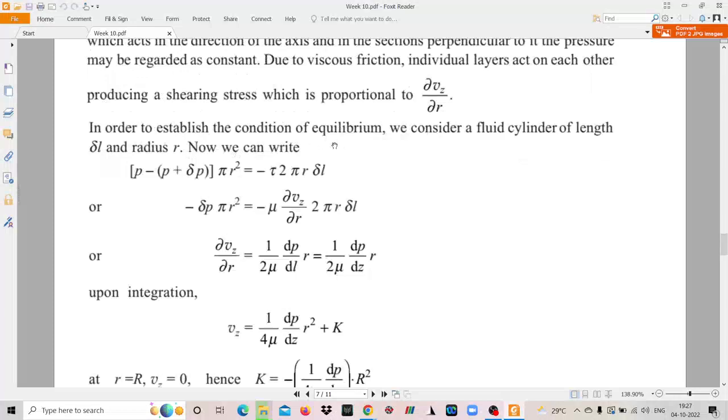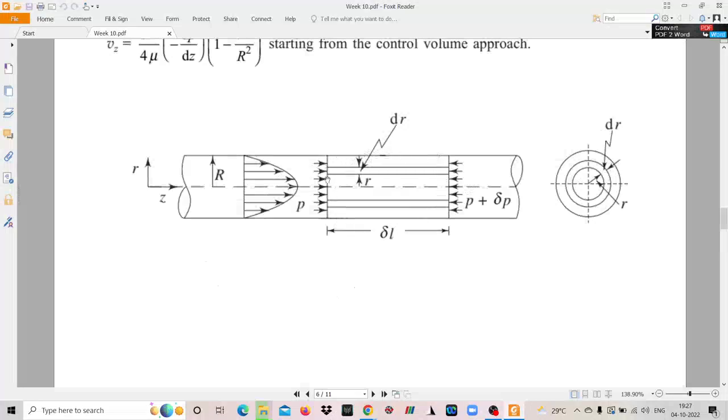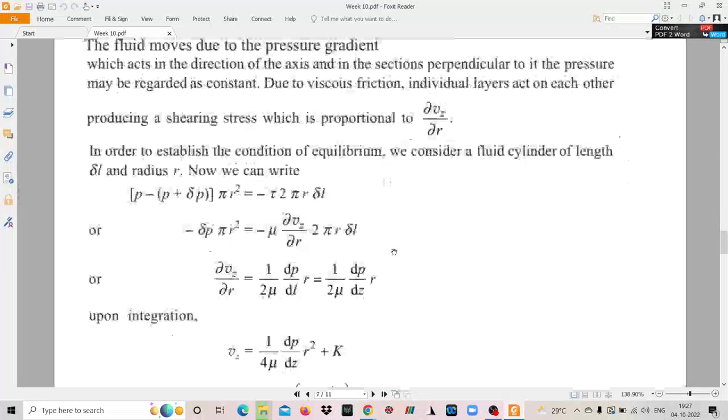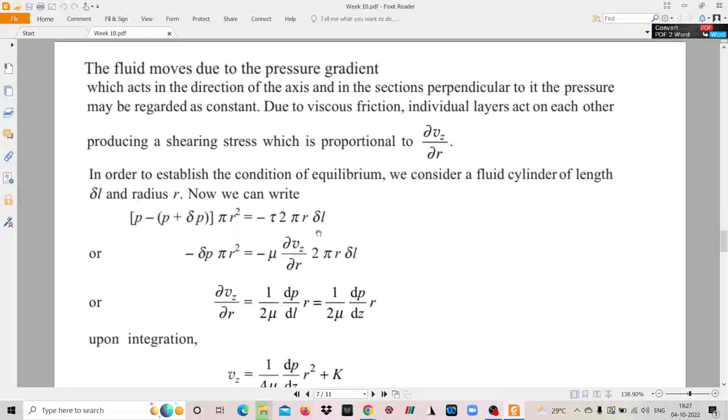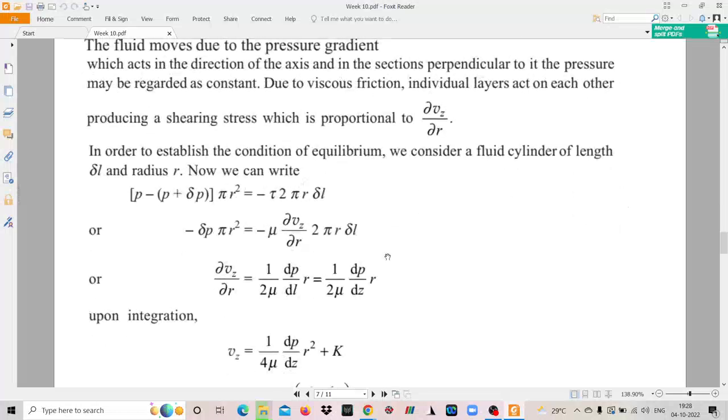Now in order to establish the equilibrium condition, we use Newton's second law of motion, the equilibrium in terms of force. So we consider an elementary fluid cylinder of length delta L. This is the cylinder, its radius is r, and its length is delta L.